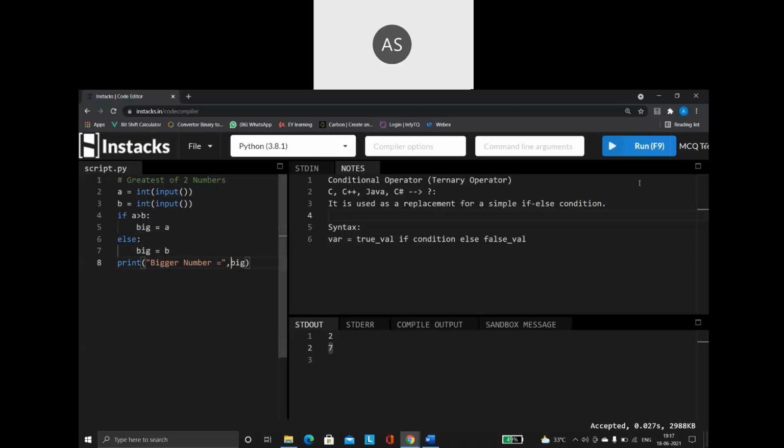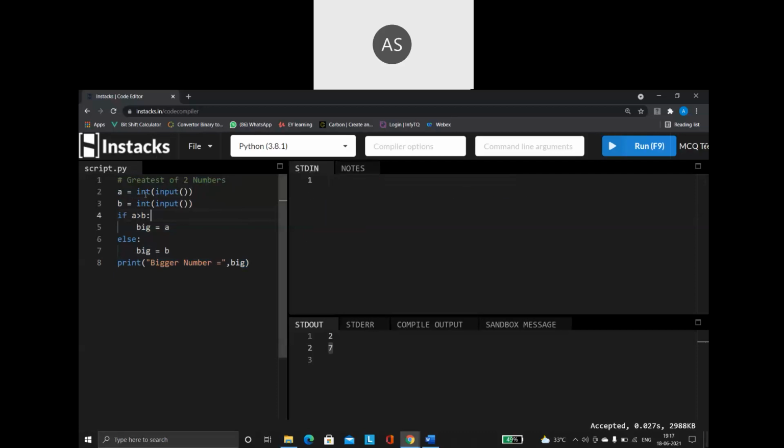If I run this program, whenever you want to get a value from the user in Instax, I'm not saying this for all compilers, we have an option called standard in. Click on this. How many input statements are you using here? Two input statements, so you have to give the two values here. The first value is for A, the second value is for B. Then I run the program. See what it says: bigger number is equal to 10.